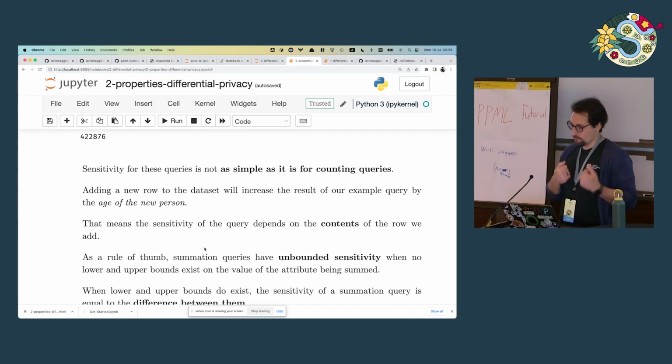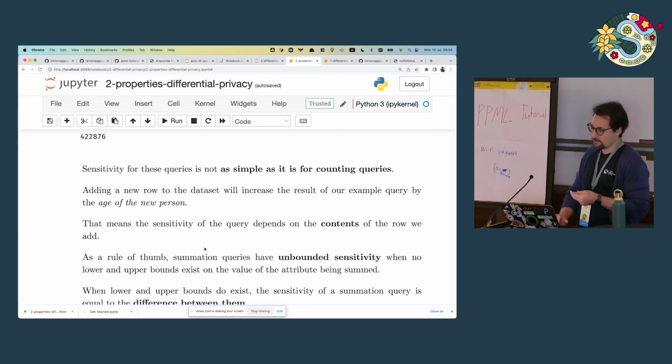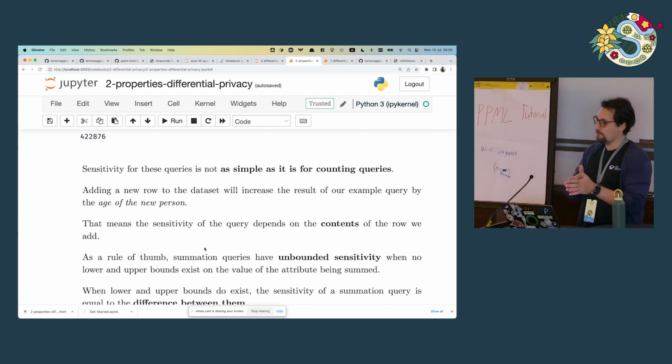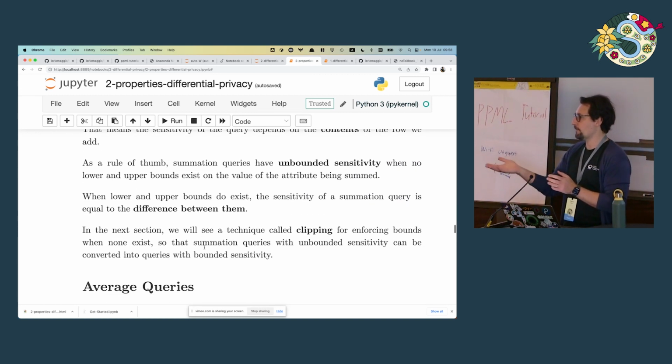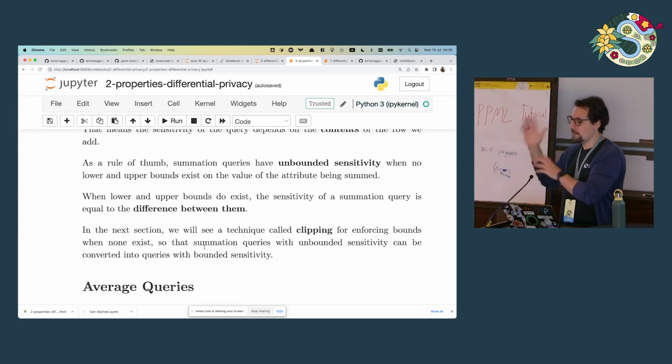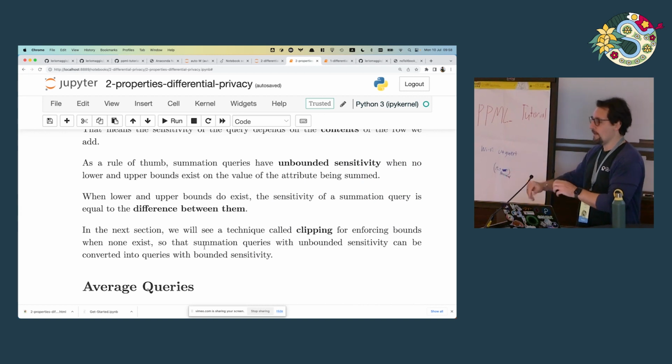Before moving to clipping, which is, I promise you, the last part of this notebook, I just want to mention something about average queries. The real message here is that an average query can be treated as a sum query over a count query. If we deal with the sensitivity of the sum query at some point, and the sensitivity of the count query is 1 by definition, we know how to deal with average queries. I'm mentioning average queries, just to give you the full picture, because we'll be doing a lot of averaging when we train our machine learning models.